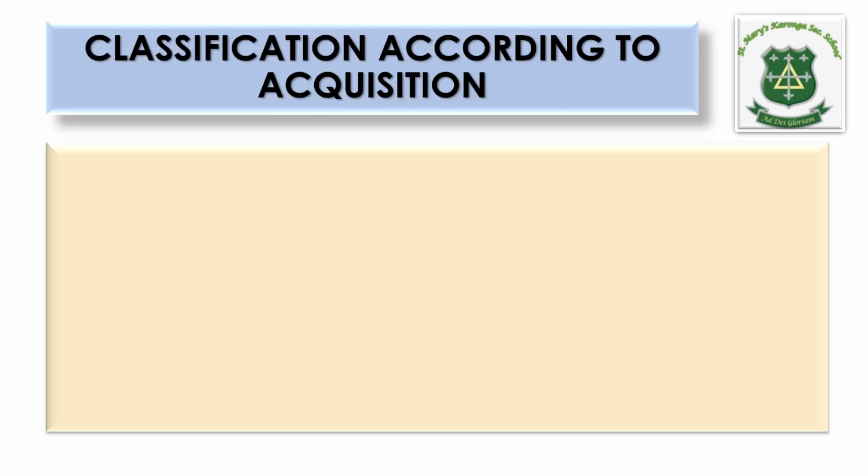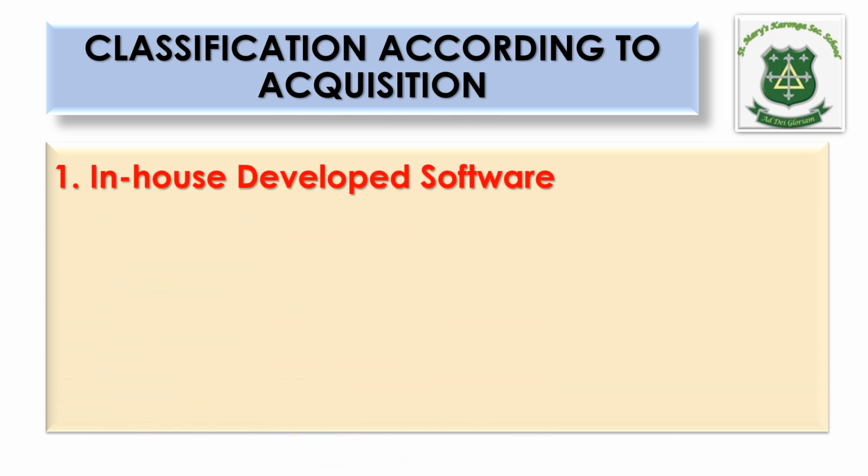Now, let us continue with the classification of computer software according to acquisition. So in here we are going to look at two, but the first one is in-house developed software. In-house developed software, according to how you acquire this software. So that is acquisition. Acquisition is to acquire, to get those things. So there is number one, in-house developed software.